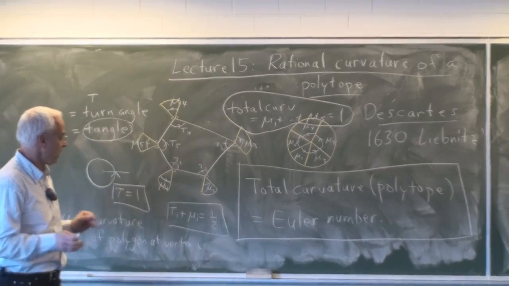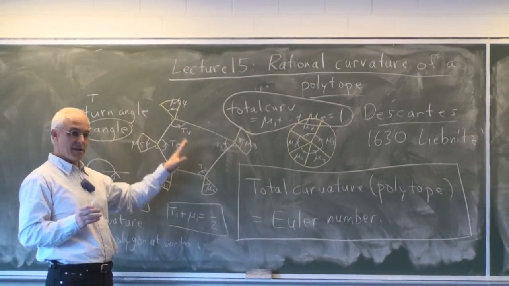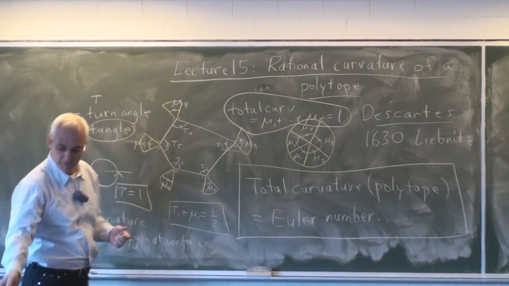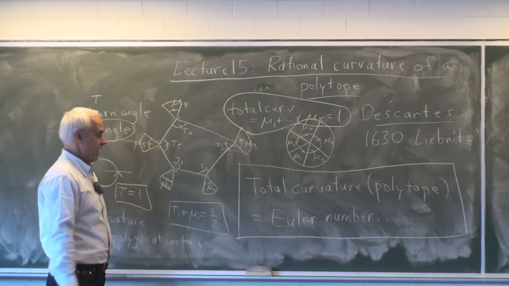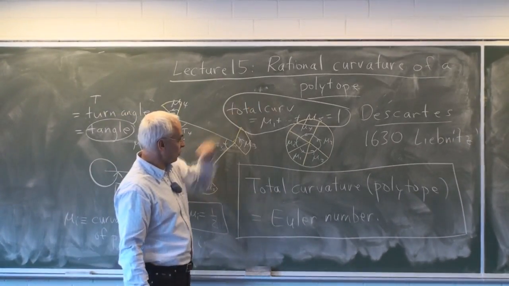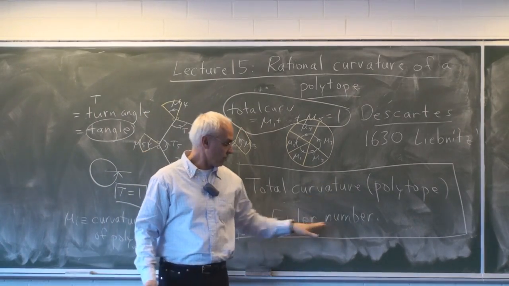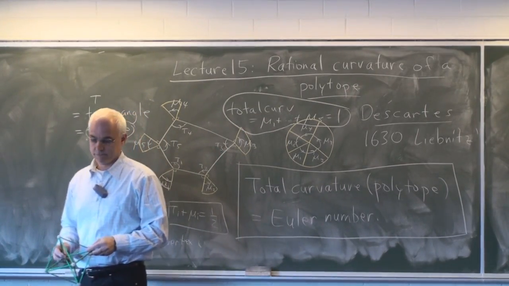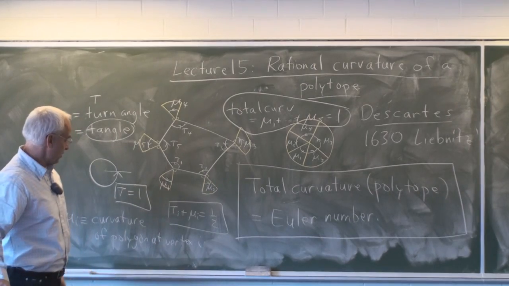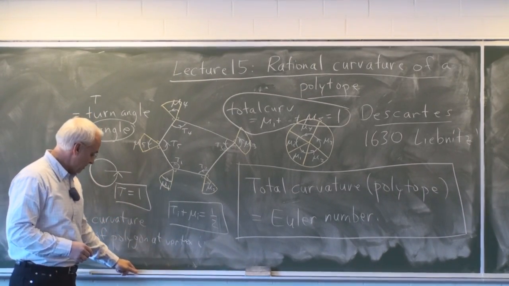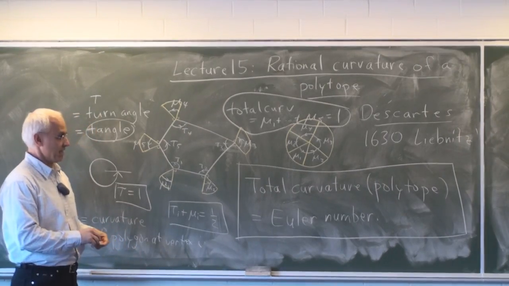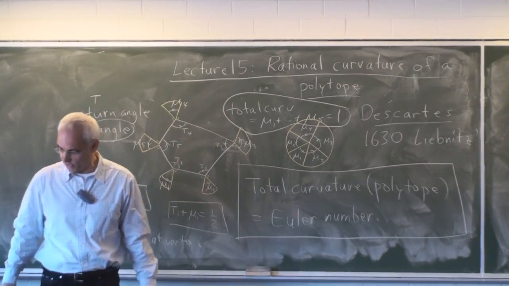So that's what we want to generalize. We want to extend this idea to a polytope instead of a polygon. And hopefully at the end of it, instead of finding that the total curvature is 1, we'll find that the total curvature is the Euler number. Okay, so there's definitely more sophistication here because we're going up in dimension and things get a little bit more complicated, but also perhaps more interesting.